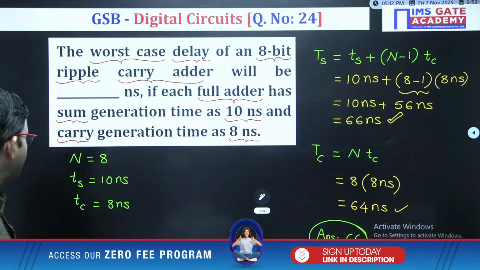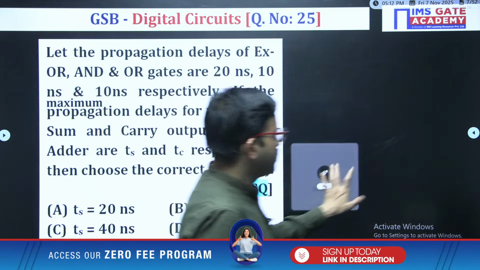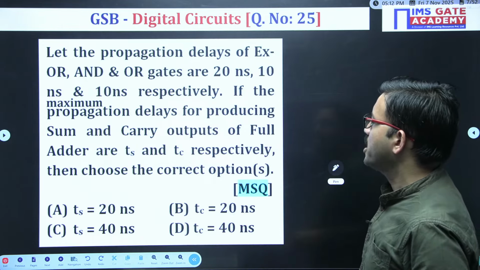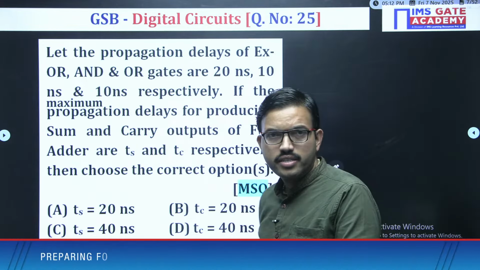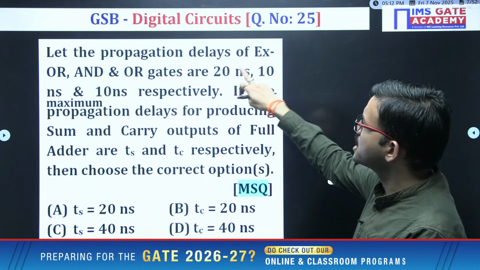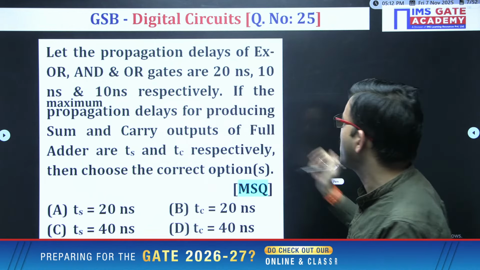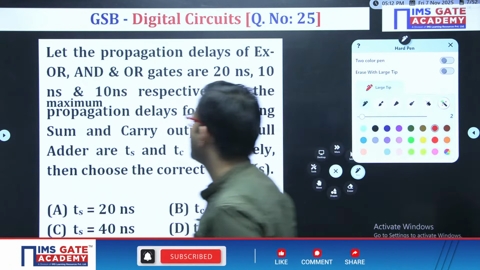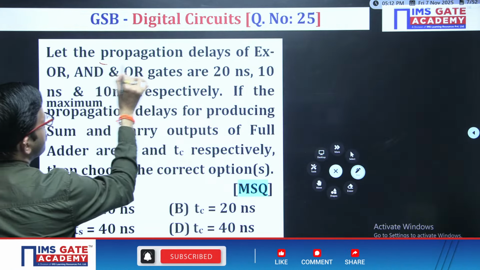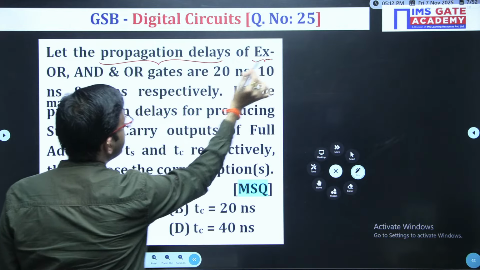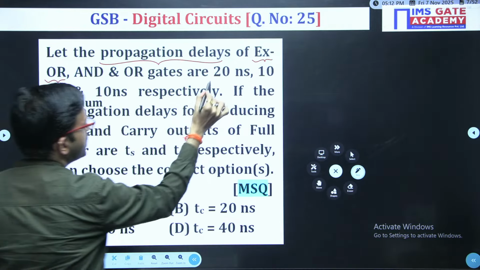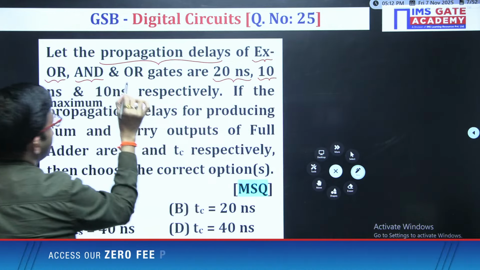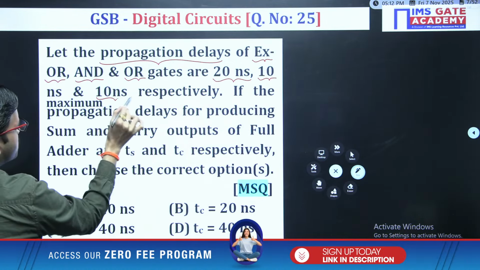Now I'm showing the next question. This question is also regarding propagation delay only, regarding a particular full adder. The propagation delays of the XOR gate, AND gate and OR gate are given. In this question, you have the delays of logic gates: the XOR gate delay is given as 20 nanosecond, the AND gate delay as 10 nanosecond, and the OR gate delay as 10 nanosecond.